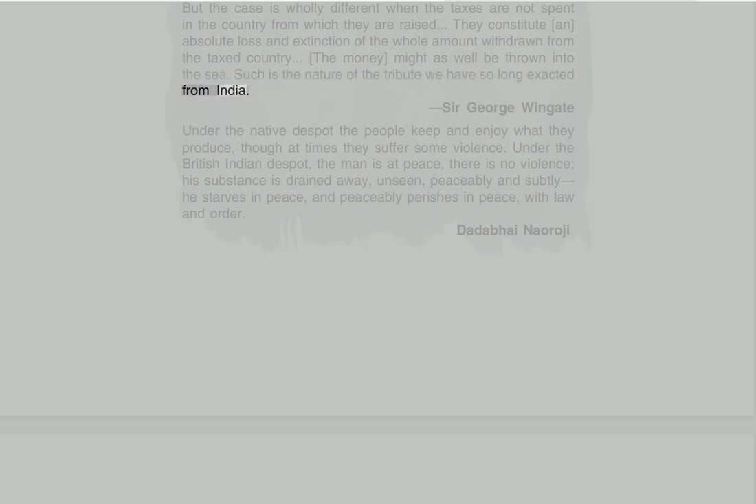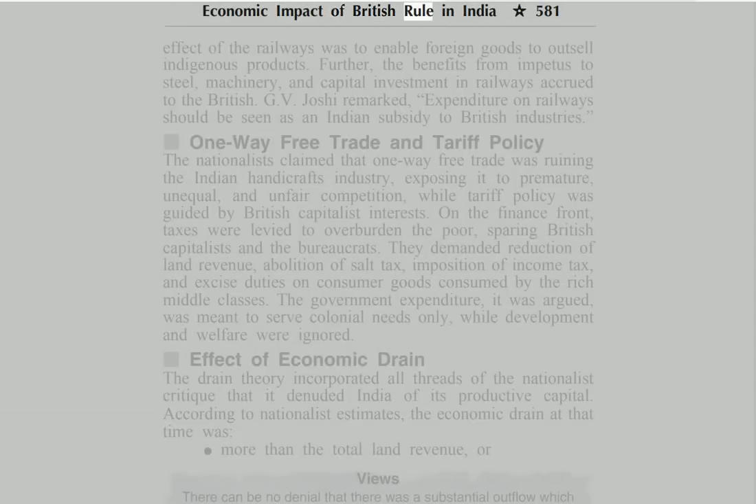Sir George Wingate. Under the native despot the people keep and enjoy what they produce, though at times they suffer some violence. Under the British Indian despot, the man is at peace, there is no violence, his substance is drained away, unseen, peaceably and subtly, he starves in peace, and peaceably perishes in peace, with law and order. Dadabhai Naoroji.